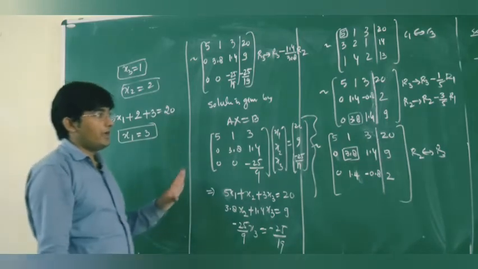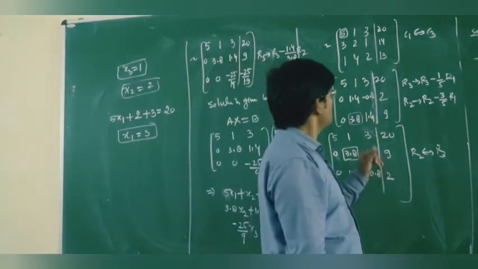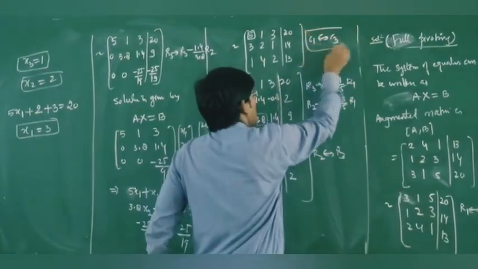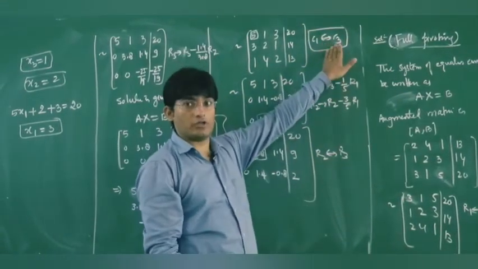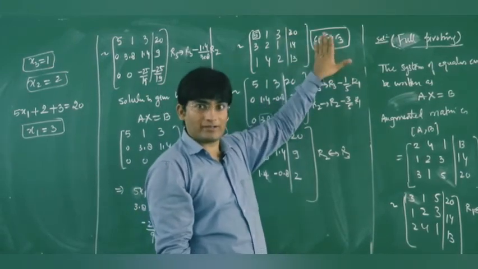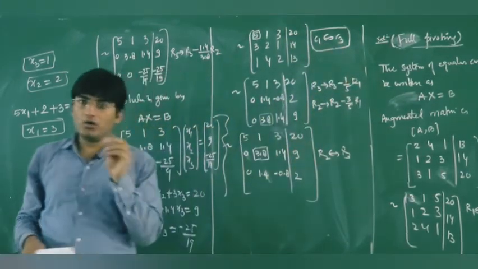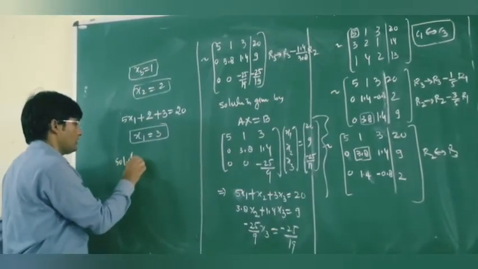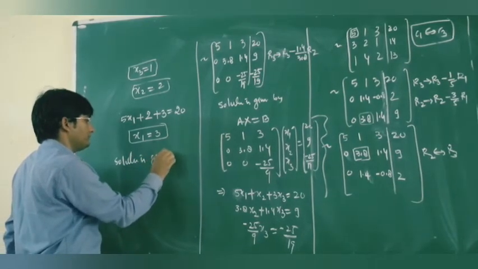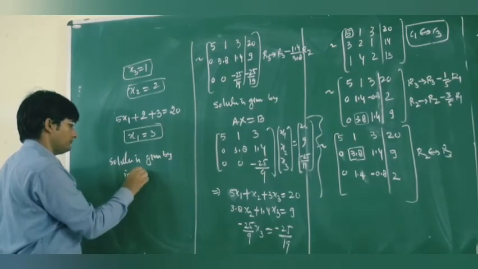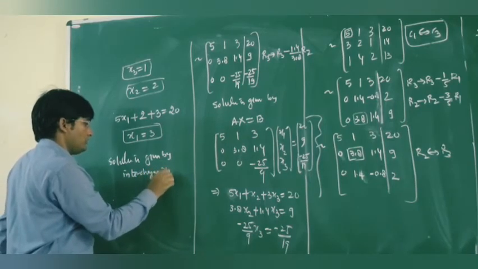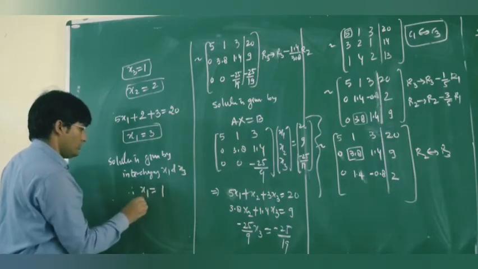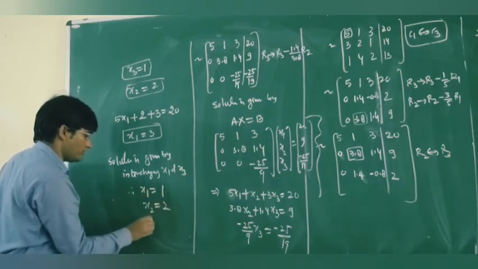Now please note that here we have interchanged our column 1 and column 3. As we have changed our column 1 and 3, so we will interchange our variables x1 and x3. So our solution is given by interchanging x1 and x3. So therefore your x1 will be 1, your x2 will be 2, your x3 will be 3.